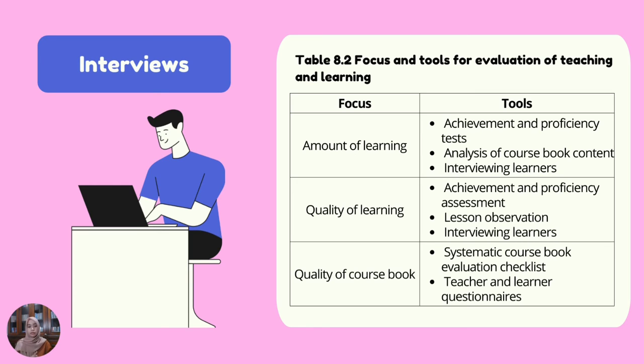While the second focus is about quality of learning. In order to know the quality of learning, the teacher may give student achievement and proficiency assessment to assess student achievement. The teacher may conduct lesson observations, and also the teacher may interview the learners whether there is any difficulty or any material that they face during learning the course. And the third focus is quality of coursebook. The teacher may use a systematic coursebook evaluation checklist, or the teacher and learners can use a questionnaire as well.